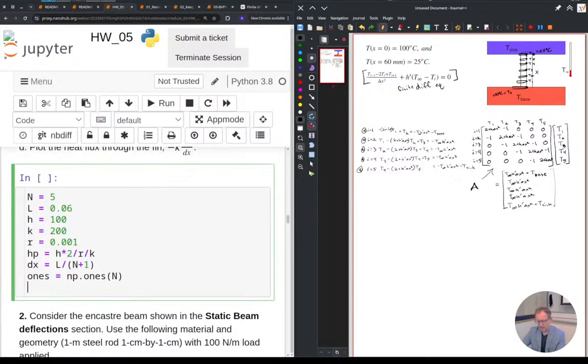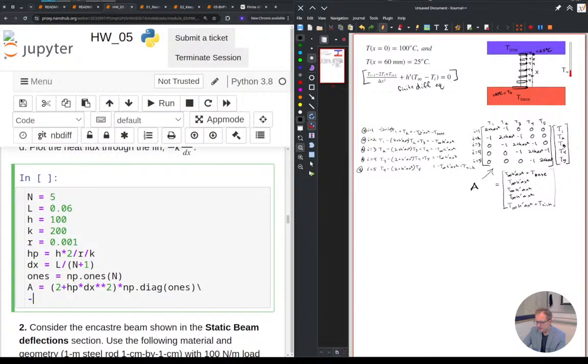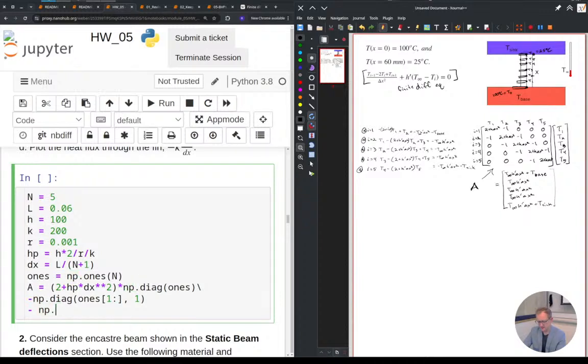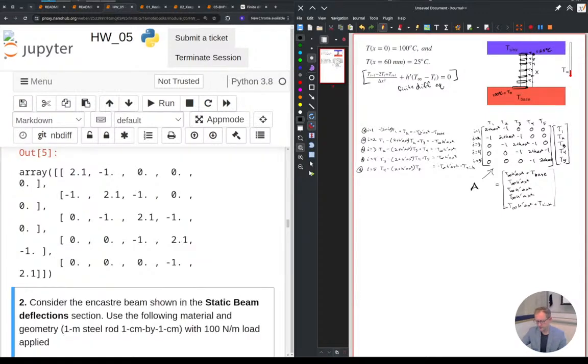All right, so now I've got my ones vector, and I can say my left-hand side A is going to be diag of ones, and it's 2 plus h prime times dx squared, minus np.diag of ones, 1 less, minus np.diag of ones, I forgot this one, 1 less, and then negative 1 there. Let's take a look at what A looks like so far.